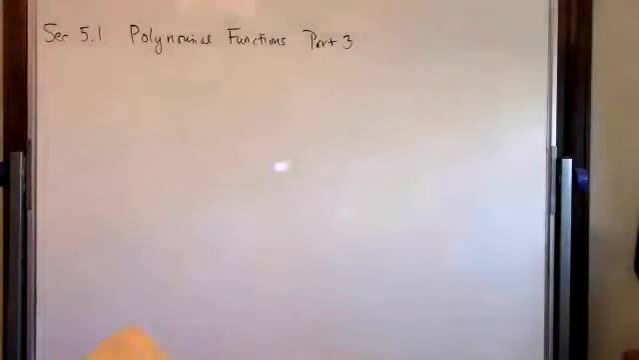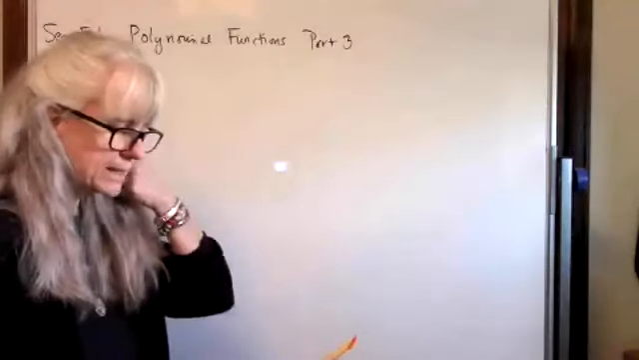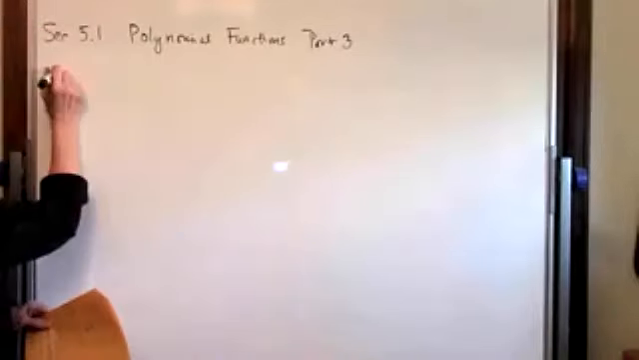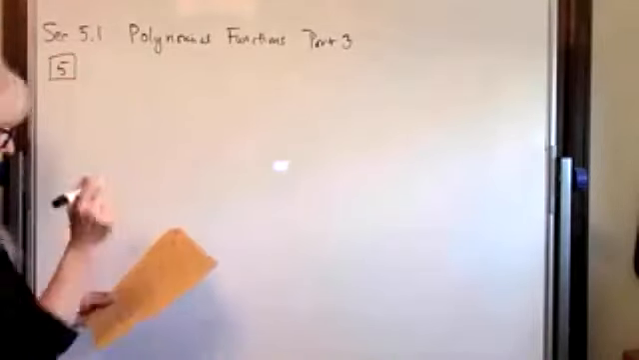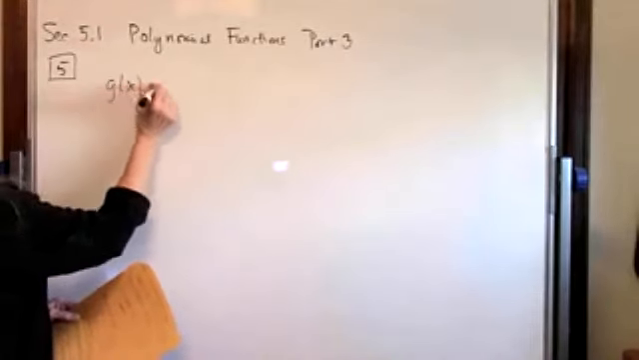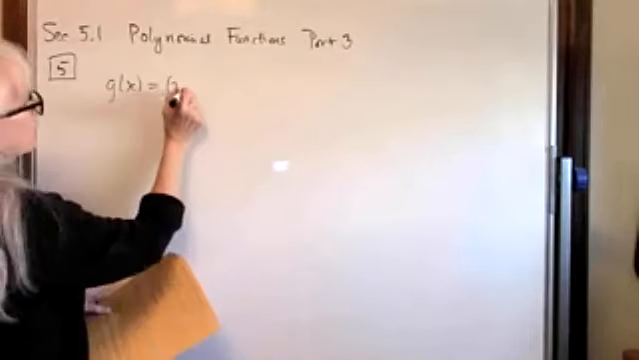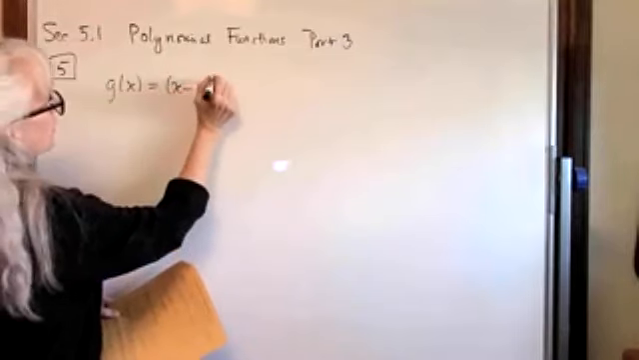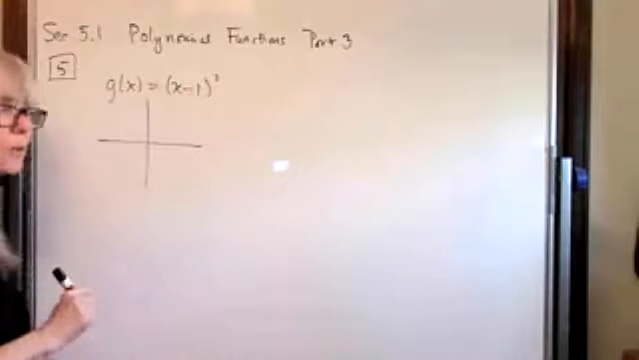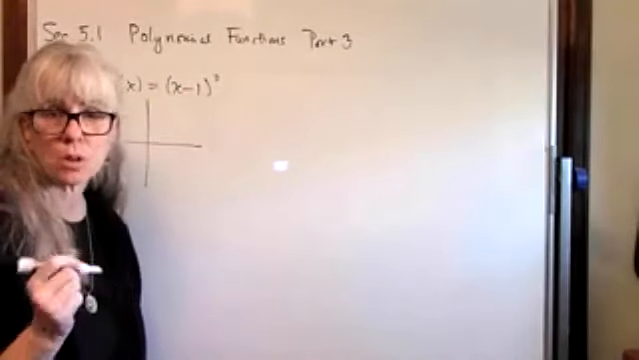Okay, continuing on in part 3, example 5 says use transformations to sketch the following graphs. And the first graph they ask us to sketch is g of x is equal to (x minus 1) to the third power. We know all about x minus 1. We know all about x cubed. We know x cubed is our cubic function.